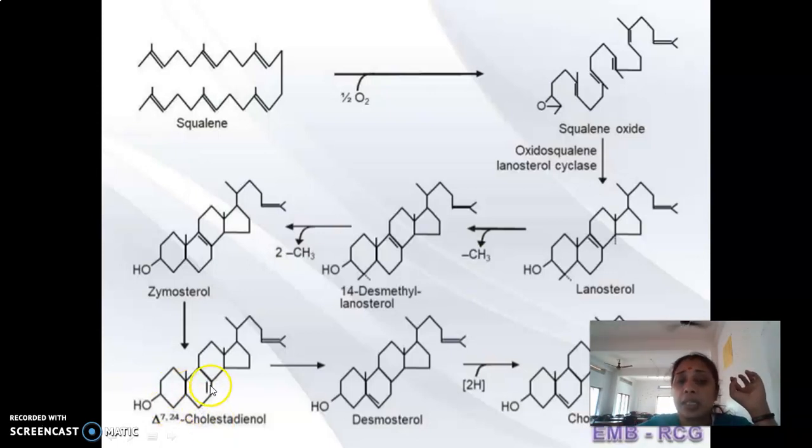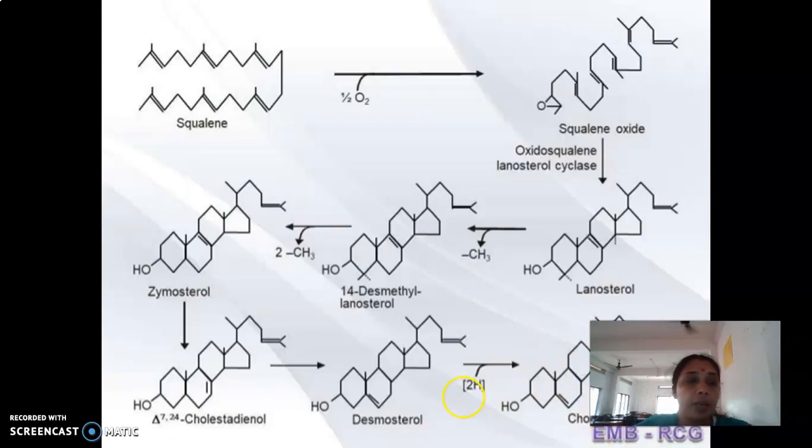Now what happens? The double bond shifts from C7 to C5. So it is known as desmosterol. Now what is there remaining? We have got one more double bond on C24. It also should be removed. That is, it is to be reduced, right? So desmosterol undergoes reduction to give rise to cholesterol, right?